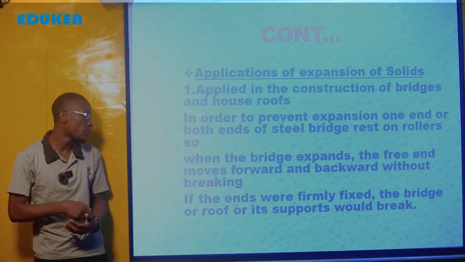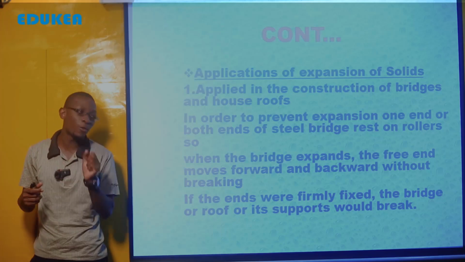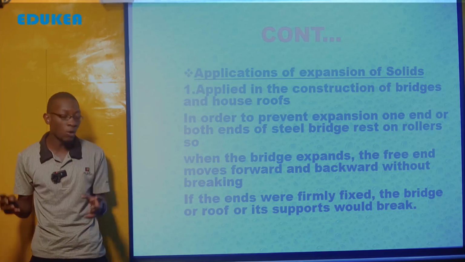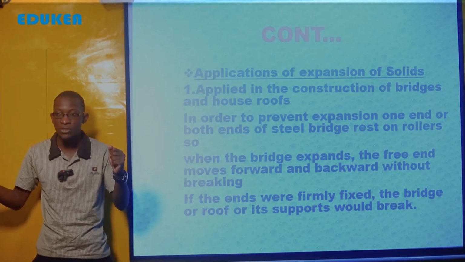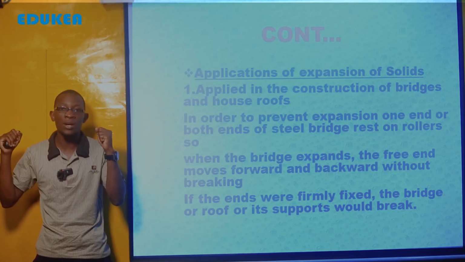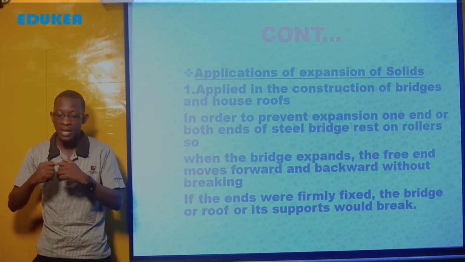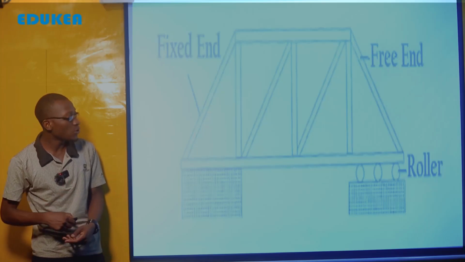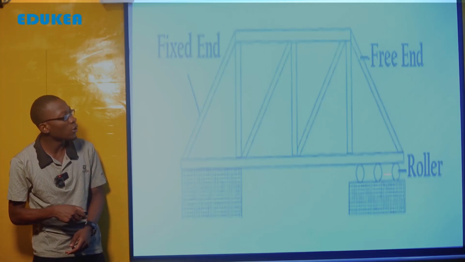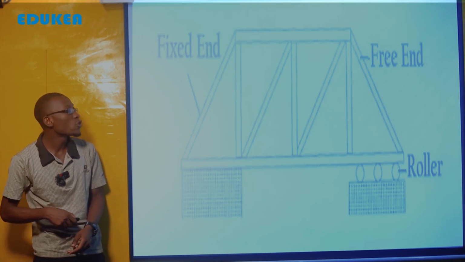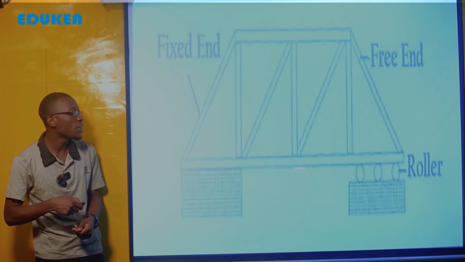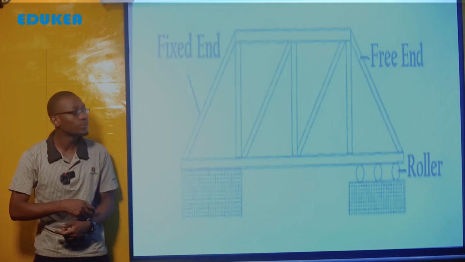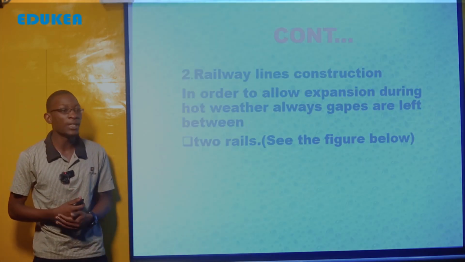If this is firmly fixed, ikiwa upande mmoja tumeufix, the bridge or roof is supposed to break. Kwamba ikitokea sasa ile gorofa au daraja limekuwa katika side zake zote mbili zimekuwa fixed, hazijawa na roller, basi wakati wa thermal expansion itafanya ile daraja liweze kupasuka au ile gorofa liweze kupasuka. So here you can see this is the fixed end and this is a roller that is introduced on the free end. So whenever there is a thermal expansion, this roller makes the bridge move either forwards or backward.